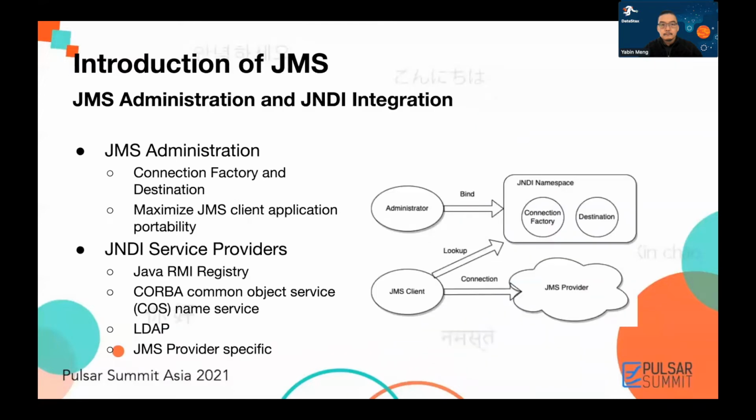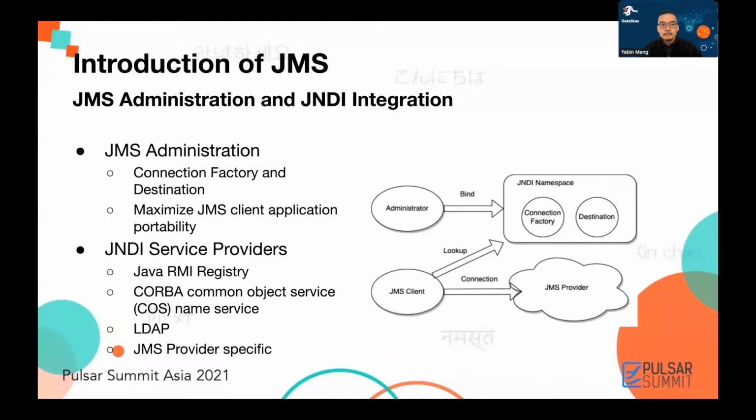JMS is an API and a specification and is not an actual implementation. The actual implementation is done by different vendors as different JMS providers. The implementation details regarding connecting to the providers and getting the destinations are different from provider to provider.